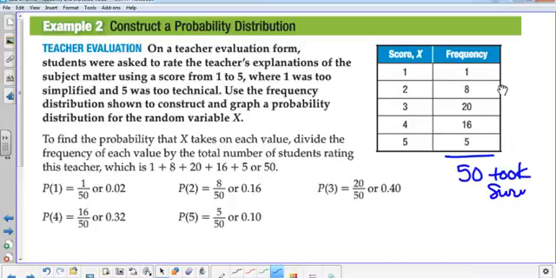Everybody okay where we got that information? Frequency means the number of people who answered that, or number of whatever, but this is the frequency that this occurred. All right, so how do we make this into a probability distribution? What's the probability that they got a 1? We picked somebody who gave a 1 to the teacher. 1/50th. What's the probability that we picked somebody at random and they gave the score of 2? 8/50ths, and so on. Okay?